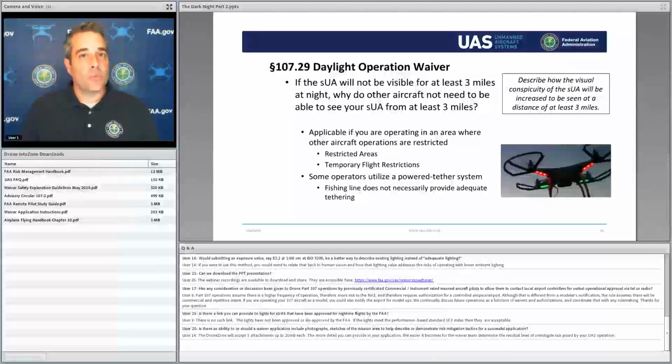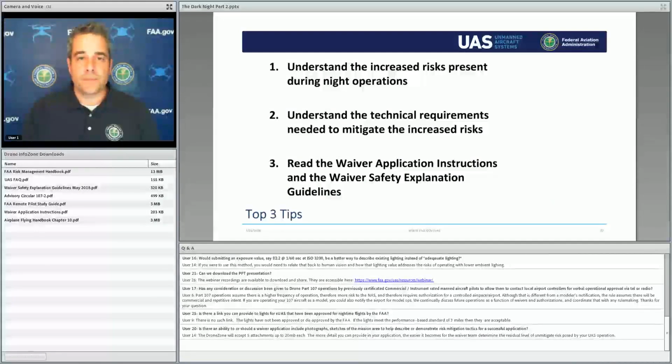That may work as well, but what type of fishing line do you have attached? Is it 5-pound, 10-pound test? Could it survive a rotor blade strike from your UAS and still continue to tether? That's information that we're going to need. This gets back to making sure you're providing complete, detailed information to us in your waiver application when you're looking at these waiver safety explanation guideline questions.